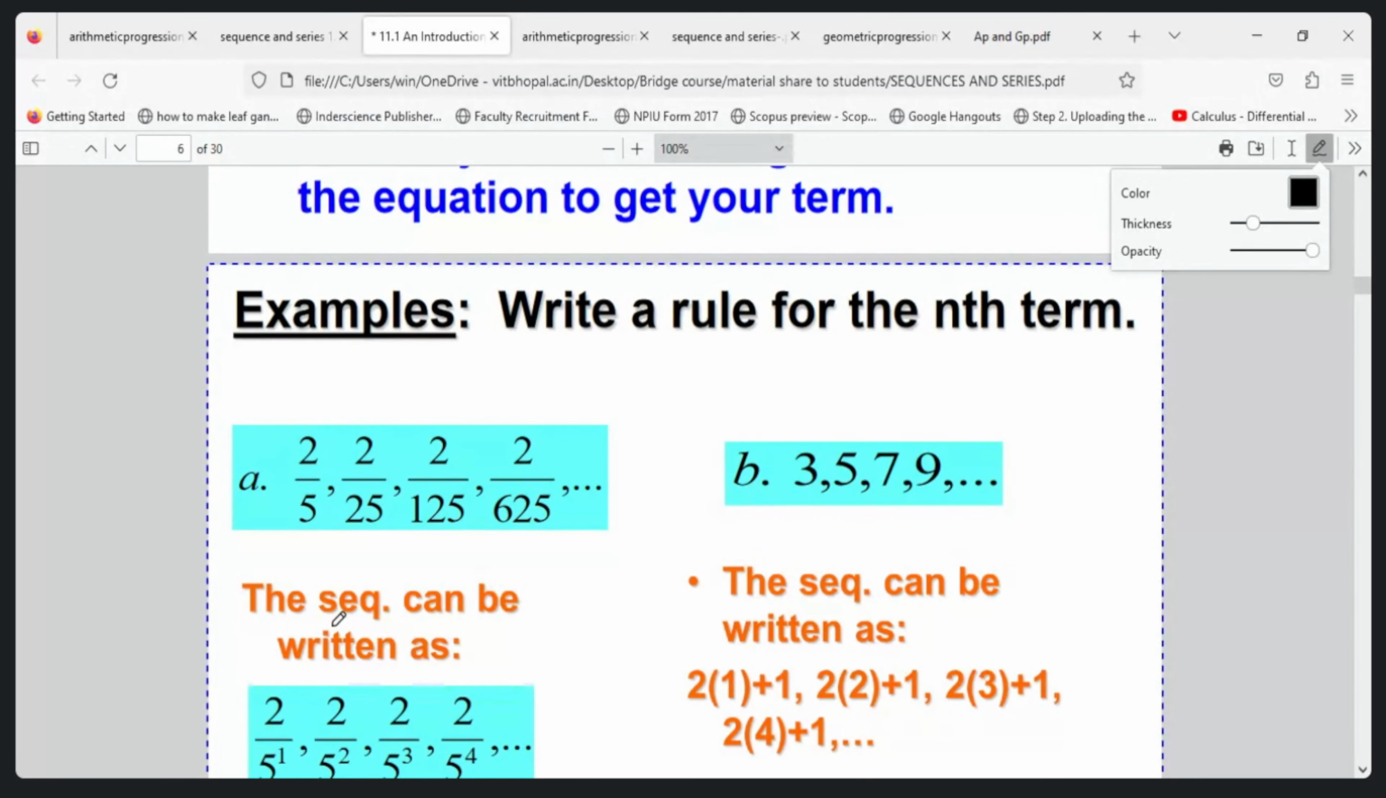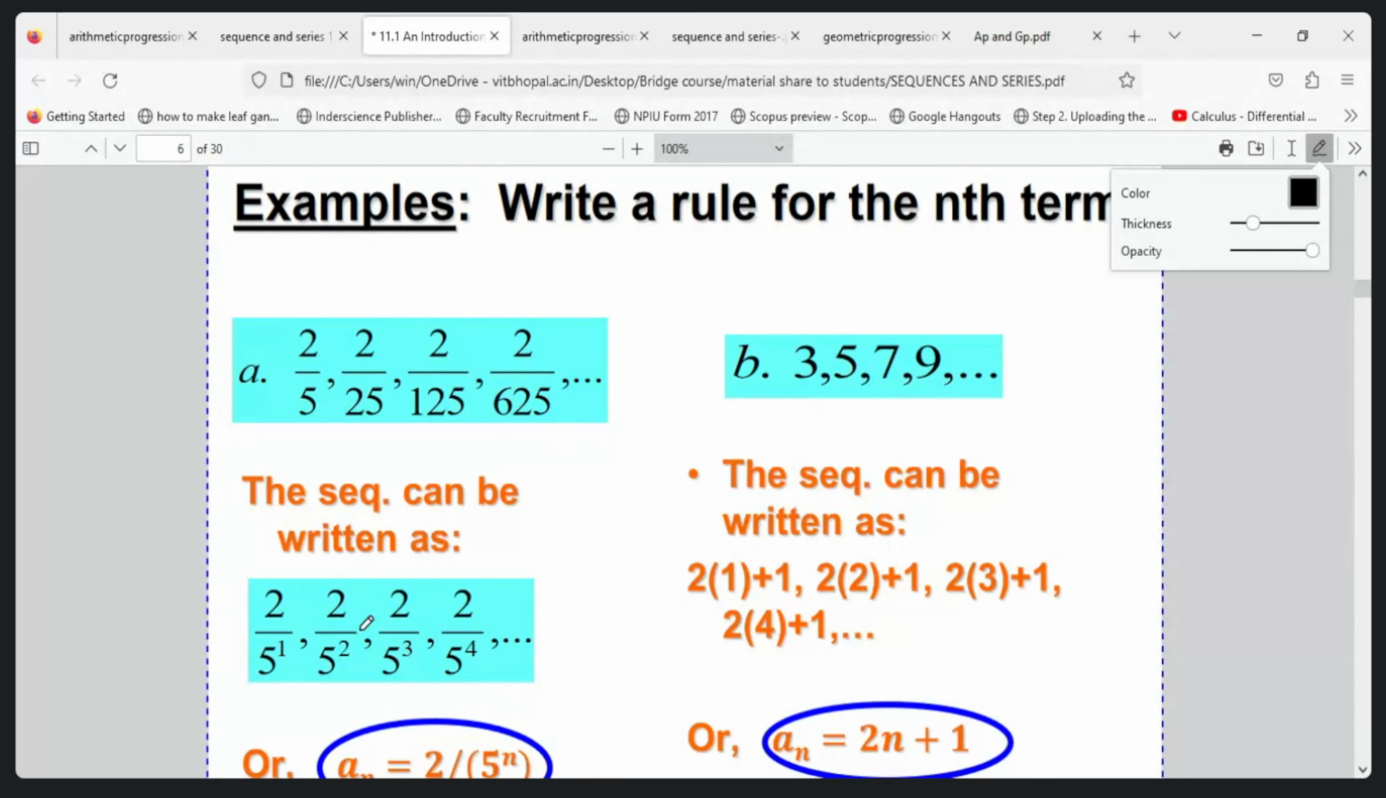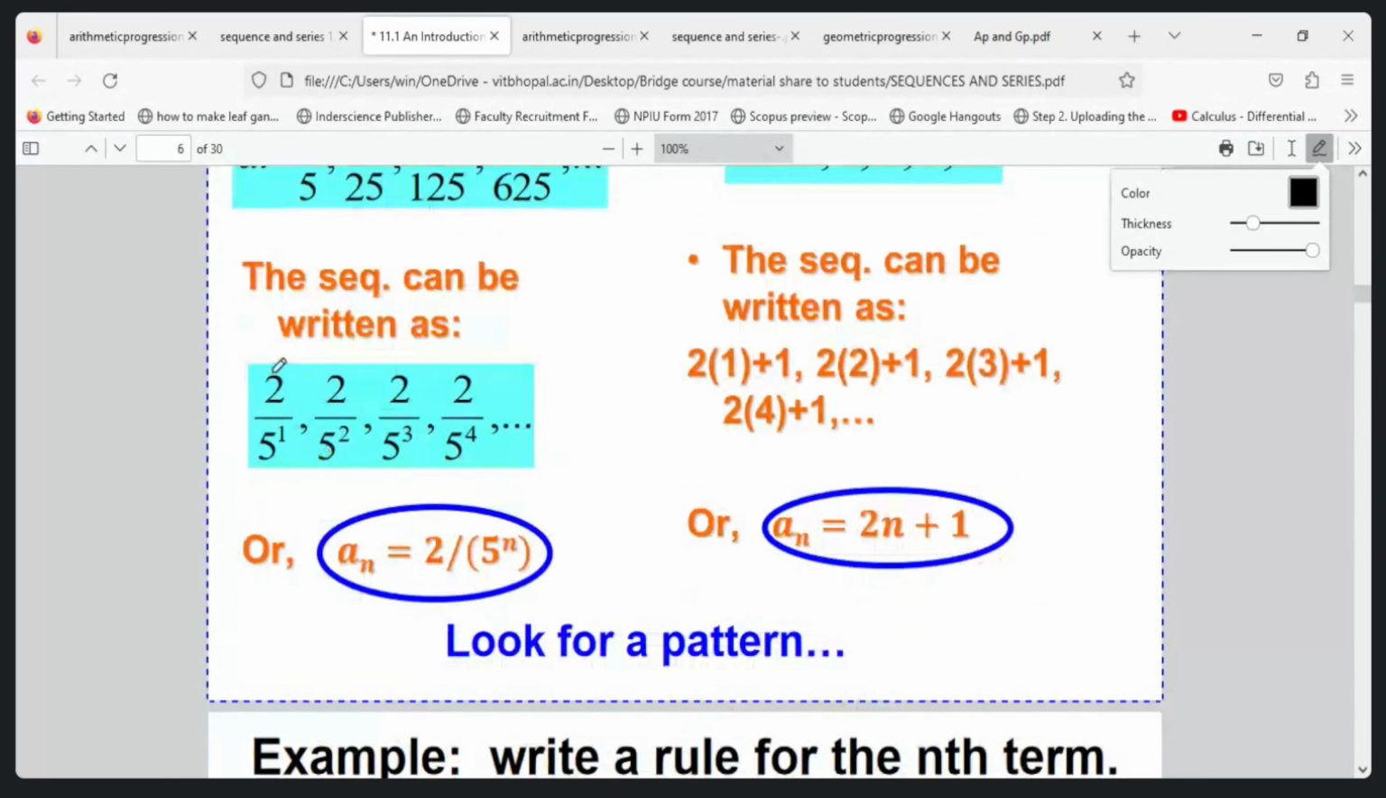Then we think about how we can write it. You can see here 25, after 5 is 25. 2 is common to all. 25 is a power of 5 squared, 125 is a power of 5 cubed, 625 is a power of 5 to the power 4. So we can see 2 upon 5 to the power 1, 2 upon 5 to the power 2, 2 upon 5 to the power 3, 2 upon 5 to the power 4. That means an is equal to 2 upon 5 to the power n. So this is your an that you can make easily.